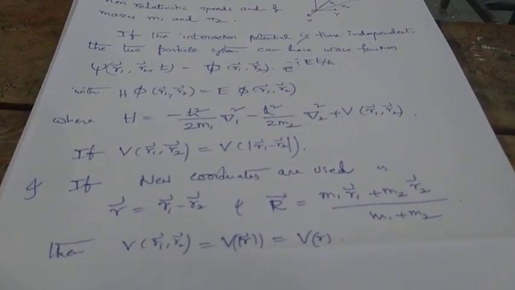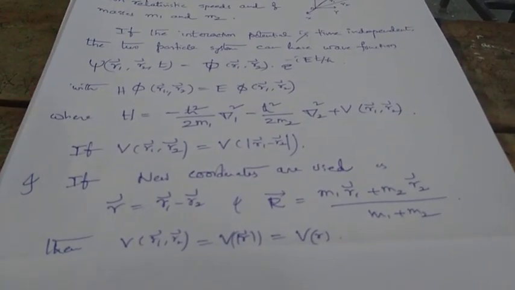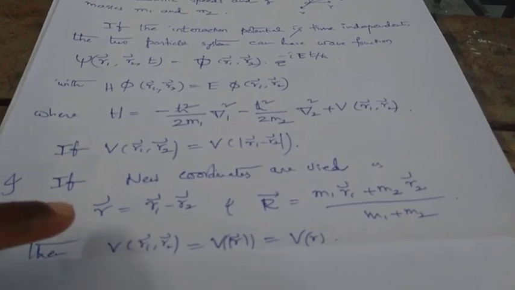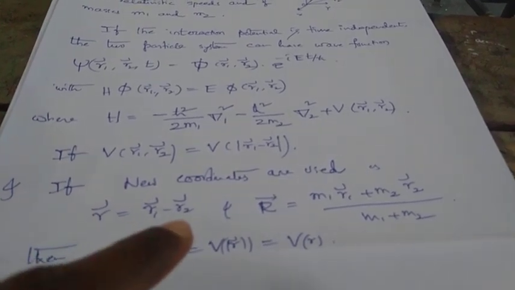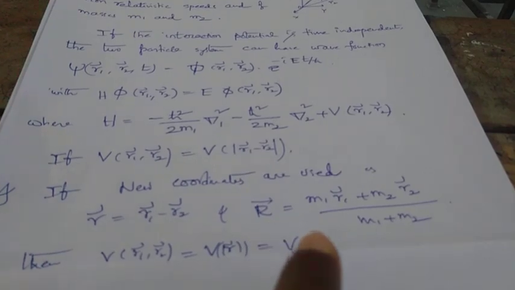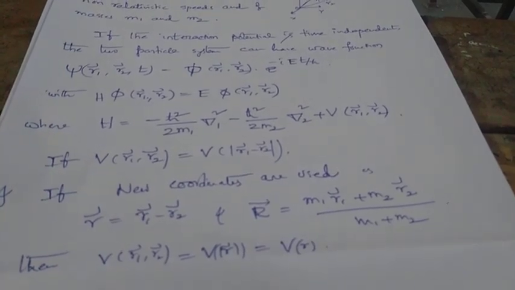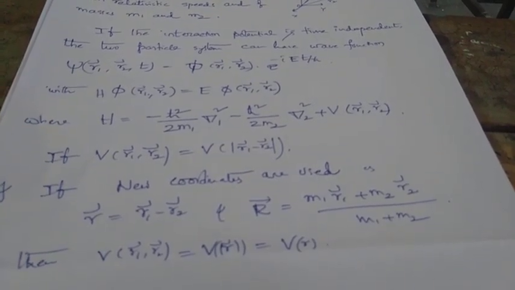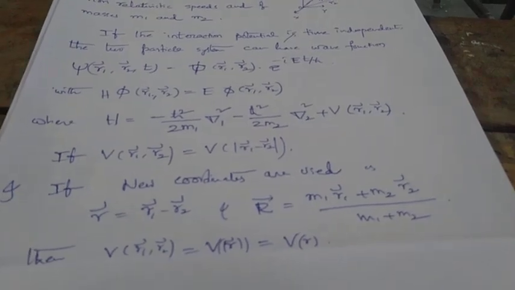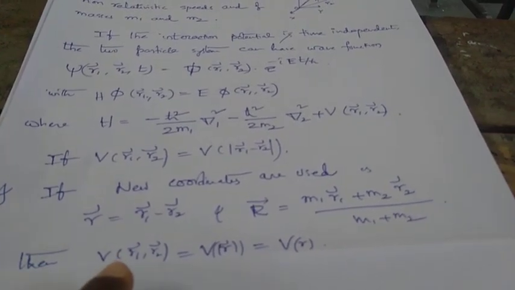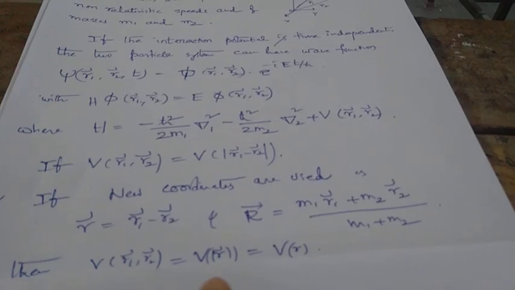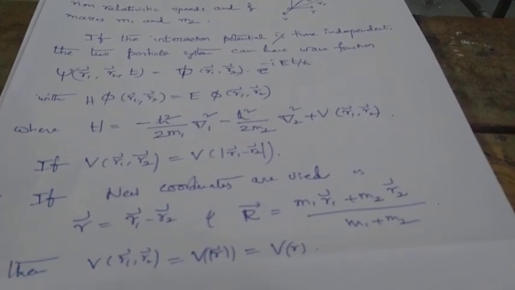In case we make a transformation of coordinates from r1, r2 to the small r coordinate, which is the difference of r1 and r2, and the big R coordinate, which is (m1 r1 plus m2 r2) divided by (m1 plus m2), called the center of mass coordinate, then we can see that the potential energy V(r1, r2) can be just a function V of r, which is the length of this vector r.